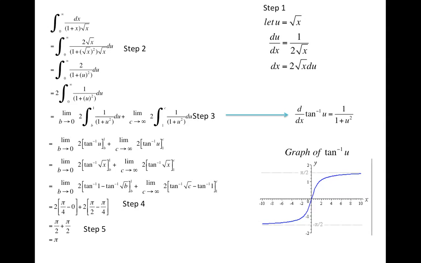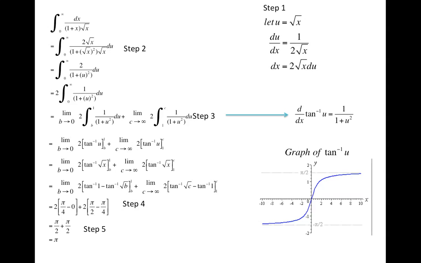So as you can see in step 3, to the right of the arrow, the differentiation of inverse tangent u, or arctangent u, is equivalent to 1 over 1 plus u squared. So in other words, the integration of 1 over 1 plus u squared is equivalent to arctangent u. So as we integrate it, after step 3 we get the limit as b approaches 0, 2 times arctangent u with the definite integral from b to 1, plus the limit as c approaches infinity, 2 arctangent u from 1 to c, as c approaches infinity.